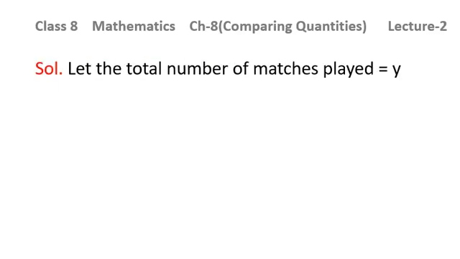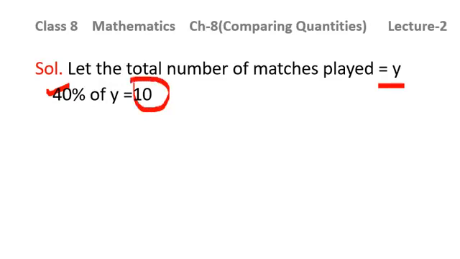So let us see how we will solve it. Let the total number of matches they played be y. We have taken total matches they played is equal to y. Then 40% of y is equal to 10, as this was their winning percentage, and this is the total number of matches they won.